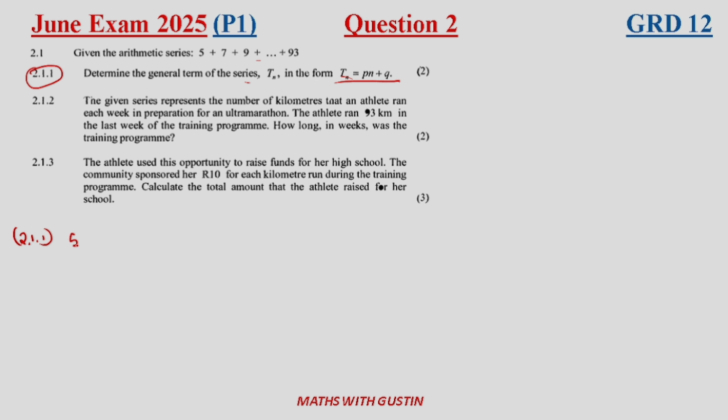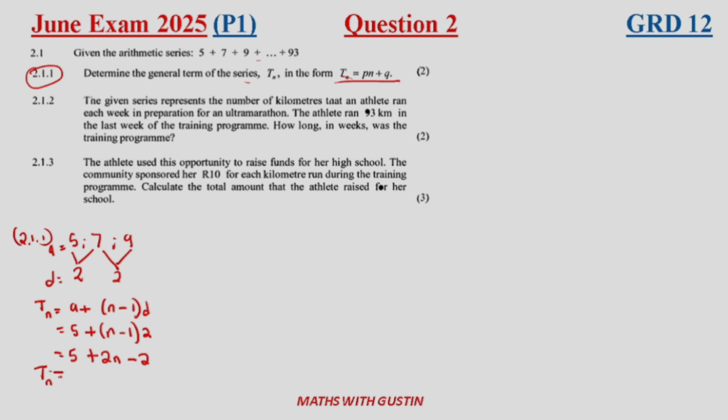So our first term is 5. We substitute 5 plus n minus 1, all in brackets, times 2. Therefore we can remove our brackets here. 2 times n is going to be 2n, 2 times 1 is negative 2. Therefore this will have to be 2n, and 5 minus 2 is equals to plus 3. So this is our term here, which is n, represented in terms of n, p and q.